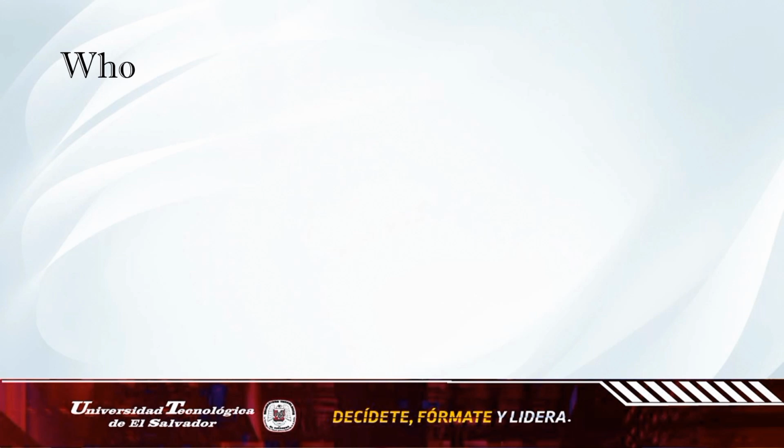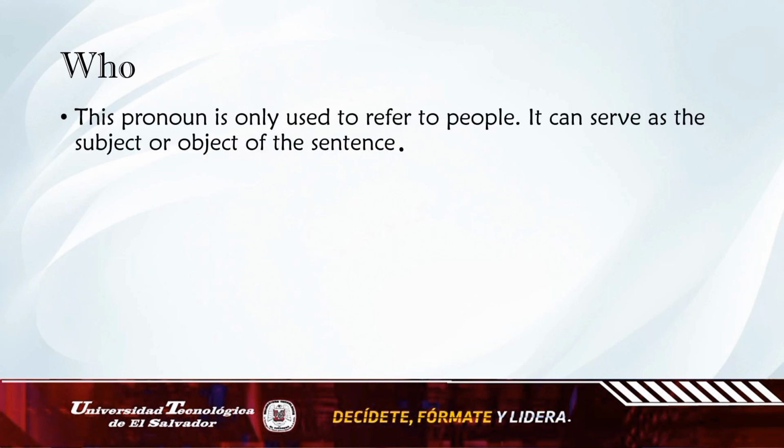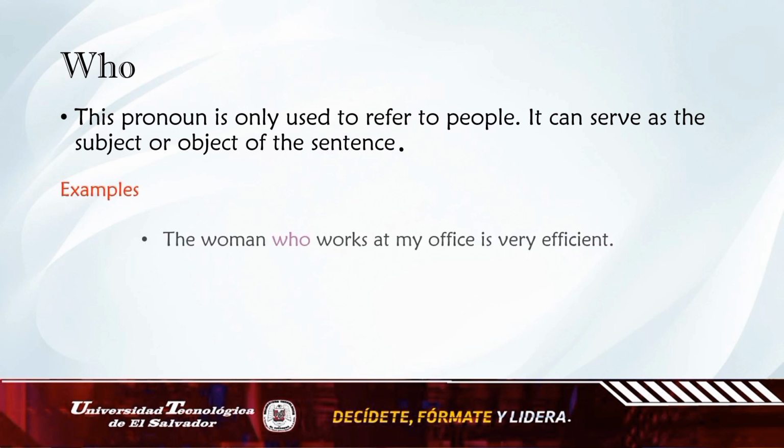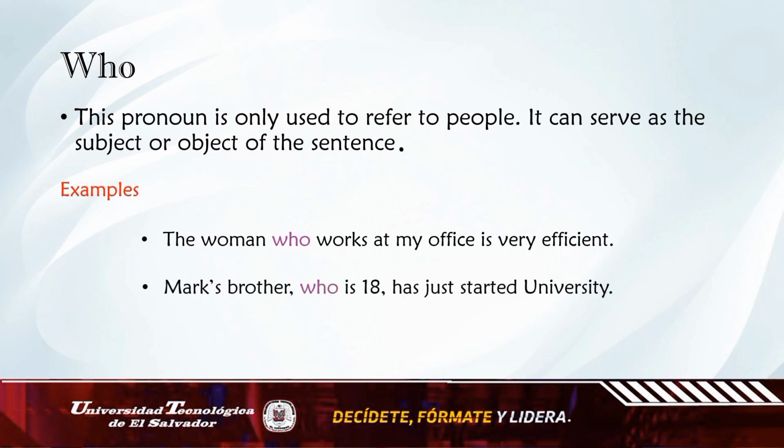Let's start with who. This pronoun is only used to refer to people. It can serve as the subject or object of the sentence. Examples: the woman who works at my office is very efficient. Mark's brother, who is 18, has just started university.